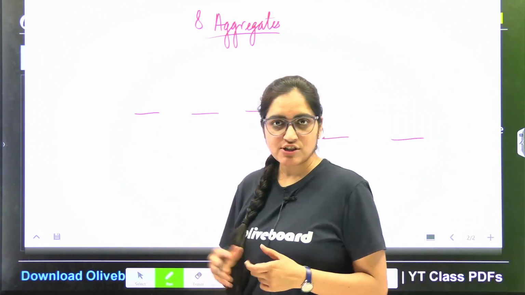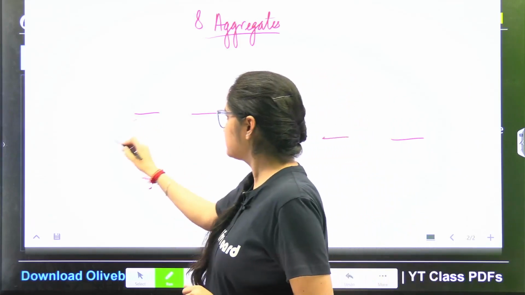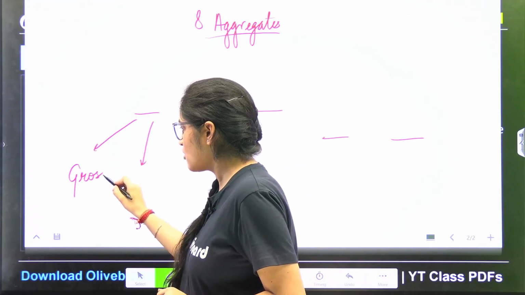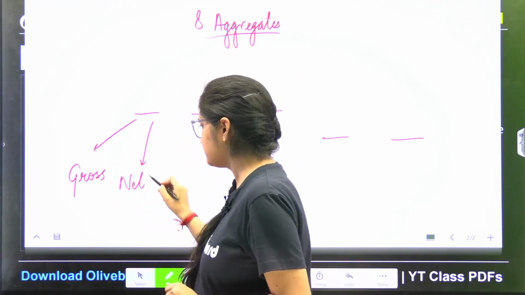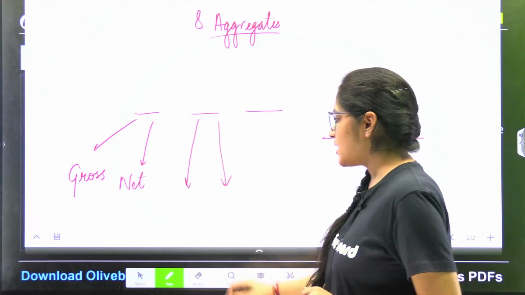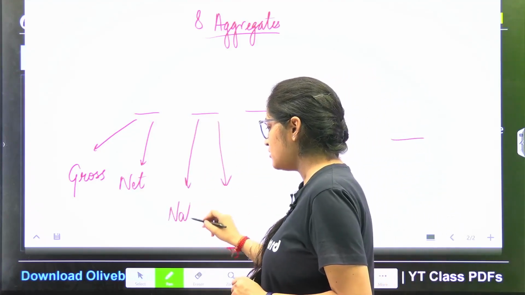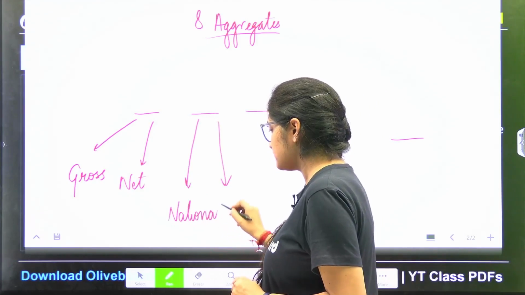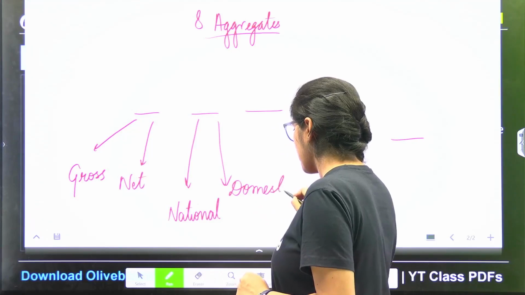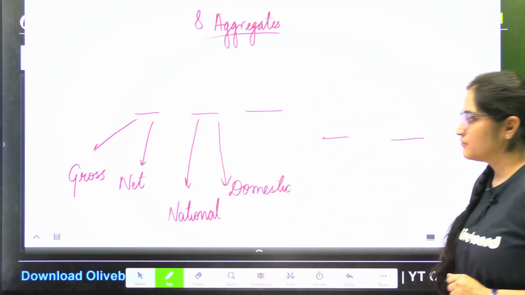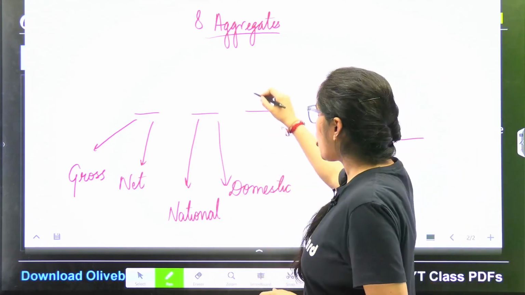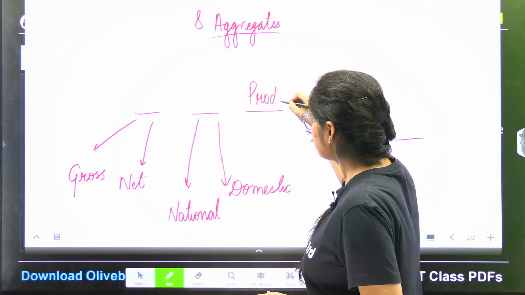So, under your first blank come 2 things. That means gross or net. Under the second blank comes either your national or domestic. Under this third blank, it is always product.